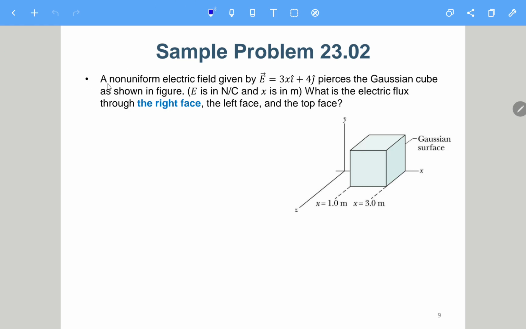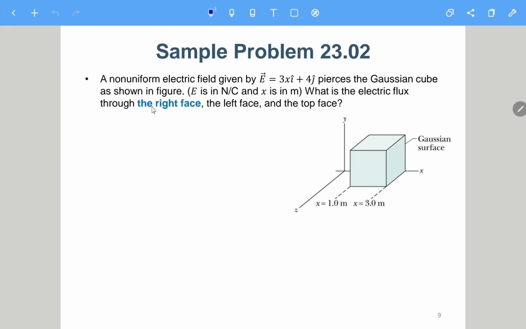Here it says a non-uniform electric field given by E equals 3x i hat plus 4j hat. I hope you still remember ijk, the unit vectors in the xyz directions. P is the Gaussian cube, of course it means a closed cube, just like a dice. Gaussian cube as shown in the figure. E is in N per coulomb and x is in meters. What is the electric flux through the Y face, the right face, left face, and top face?